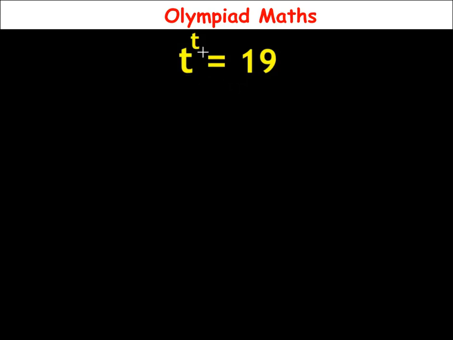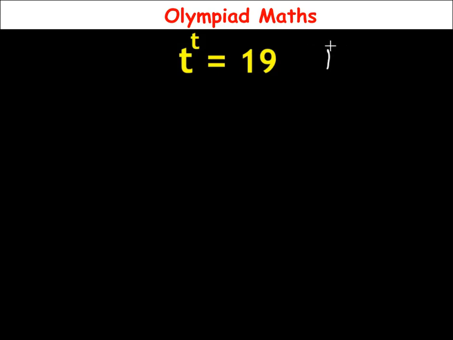So we have t to the power of t is equal to 19. Now, to solve this, we're going to think of a number that, once we raise it to that same number, is going to give us 19. So let's try it out by testing.